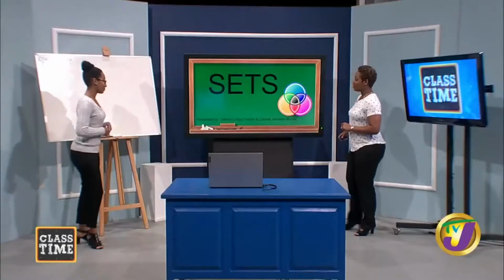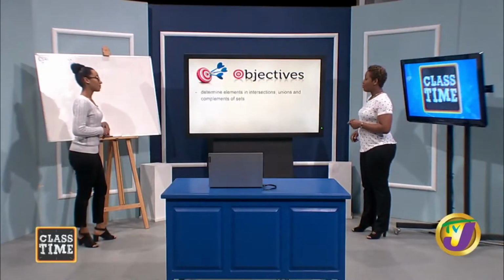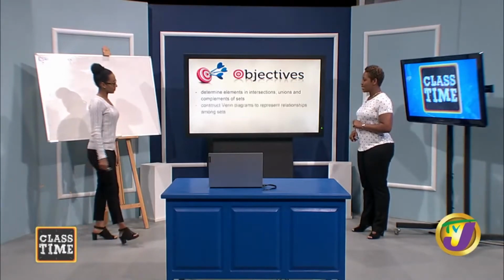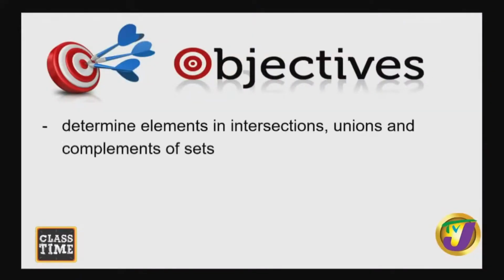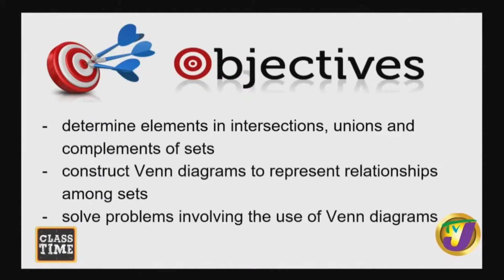Let's begin. So today's objectives are to determine elements in intersections, unions, and complements of sets, as well as construct Venn diagrams to represent relationships among sets, and solve problems involving the use of Venn diagrams.